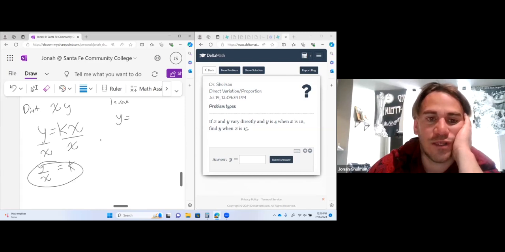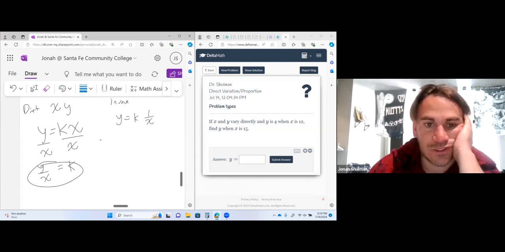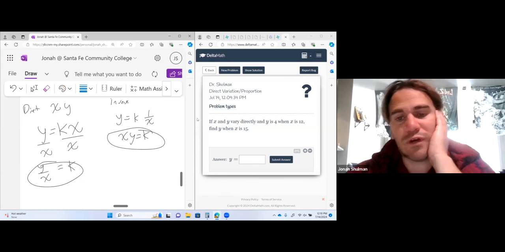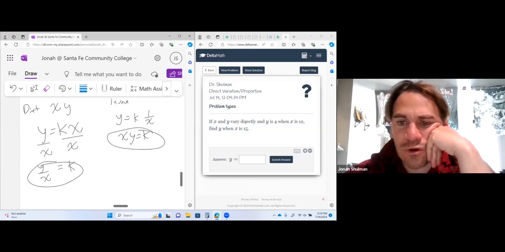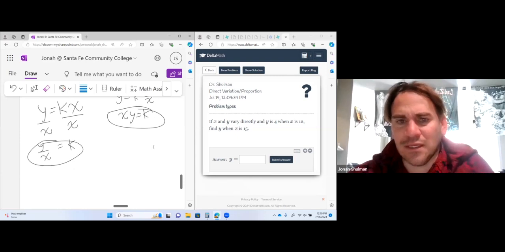So this is Y equals K times 1 over X. So what does this mean? This means X times Y equals your K. This is if it's an inverse relationship, but we have a direct relationship. So X and Y vary directly. When Y is 4, X is 12.